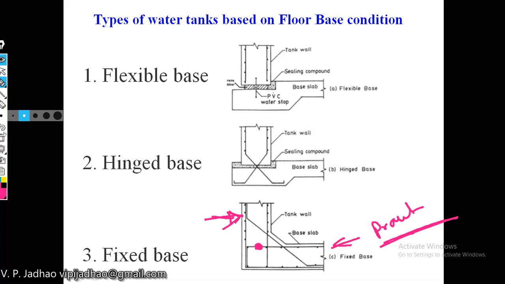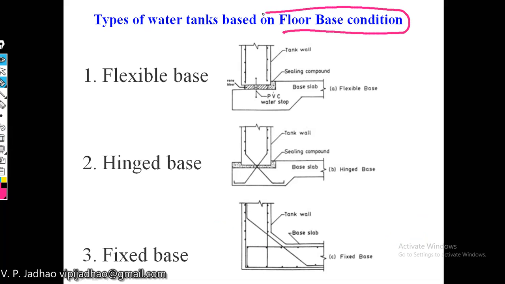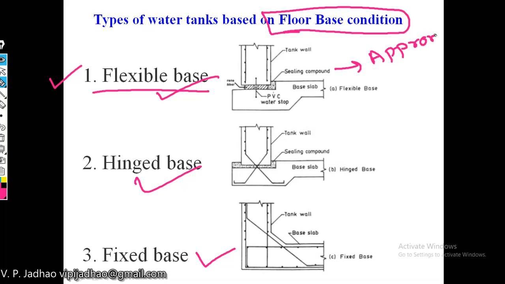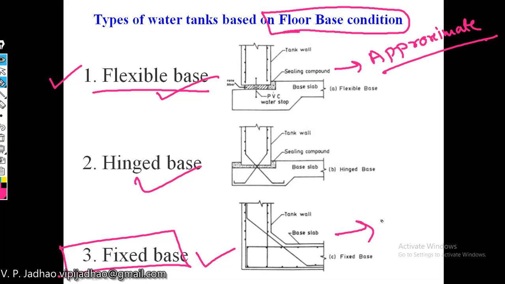So these three types of water tanks are there based on the floor base condition: the first one is flexible base, then hinged base and fixed base. We'll be designing the water tank with hinged base by the approximate method, whereas the water tank with fixed base we will be designing by using the IS code method.